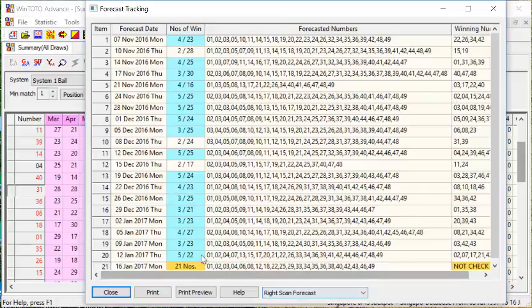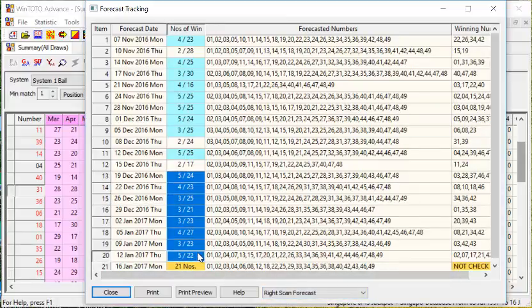Alright, right scan, we have got good results, almost every draw we do have winnings. Right scan's predictive function is good.